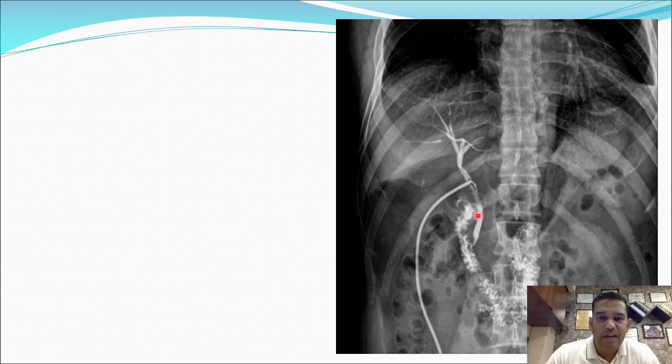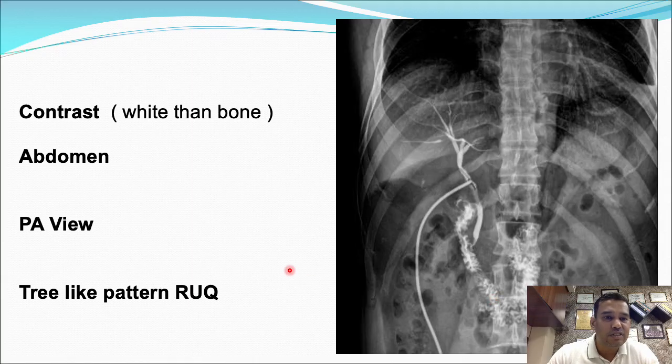This is the common hepatic duct, and it is going into the ampulla, and through the ampulla there is spillage of the contrast into the duodenum. So this is the C shape of the duodenum. You could see this is basically a contrast X-ray, because there is some dye that is denser than the bone.